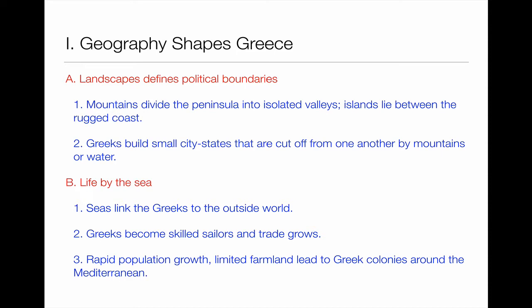So because of the physical nature of the place and also being surrounded by so much water, it helps them to link to the outside world, and two, it also helps them with their trading and growth of their economies, which is what we'll be focusing on later.